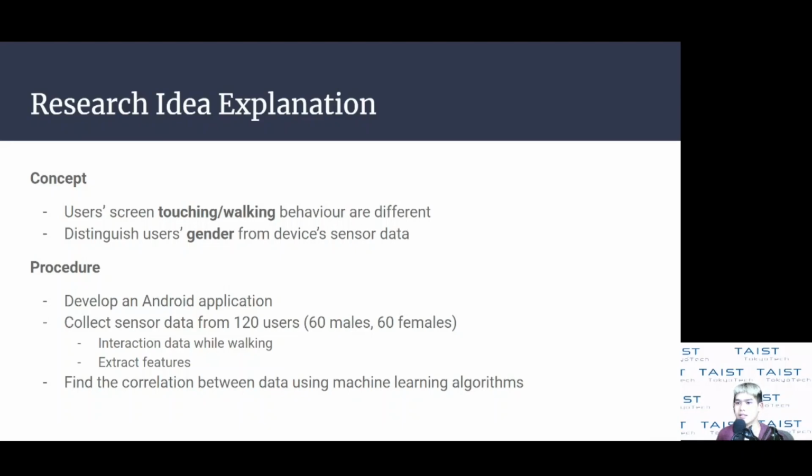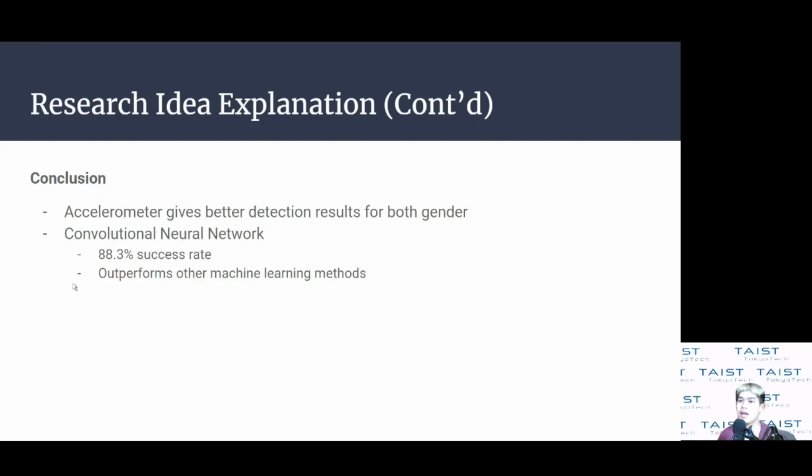After that, the features of the collected data are extracted, and then they find the correlation between the data using machine learning algorithms. The conclusion is that the accelerometer gives a better detection result for both genders, and the convolutional neural network has an 88.3% success rate, which outperforms other machine learning methods.